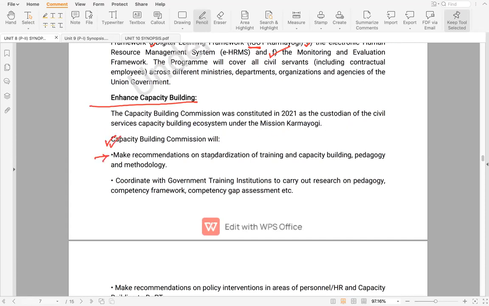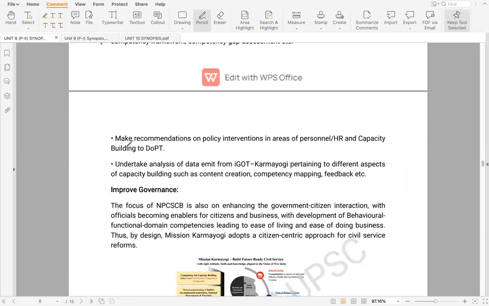It will make recommendations on standardization of training and capacity building, pedagogy and methodology, and coordinate with the government training institutions to carry out research on pedagogy, competency framework, competency gap assessment, etc. It will make recommendations on policy interventions in areas of personnel or HR and capacity building to the Department of Personnel and Training, and undertake analysis of data emitted from the iGOT Karmayogi portal or platform pertaining to different aspects of capacity building, such as content creation, competency mapping, feedback, etc.